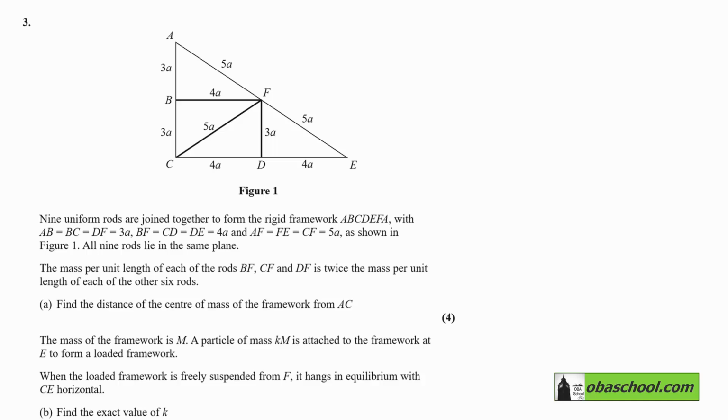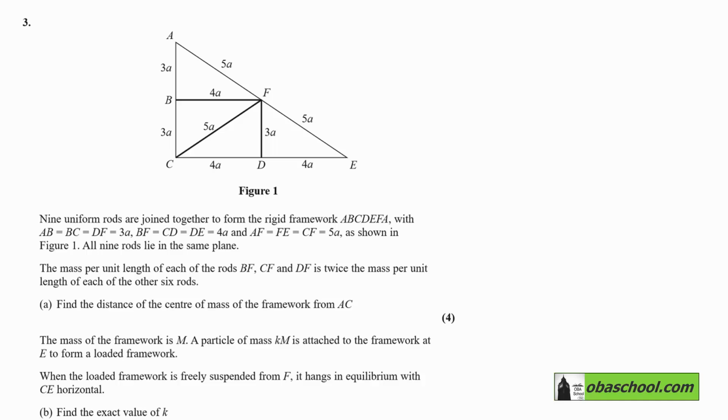9 uniform rods are joined together to form the rigid framework that we can see in the diagram, with AB equal to BC equal to DF equal to 3a units long. BF is equal to CD is equal to DE is 4a units long. And AF, FE and CF are 5a units long. We can see all of that in the diagram. All 9 rods lie in the same plane.